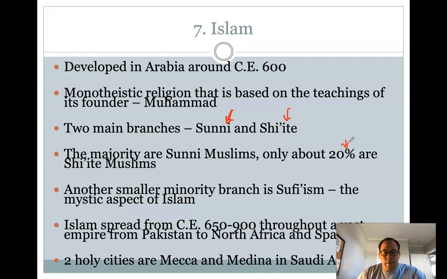Another small minority branch is Sufism. It's a more mystic aspect of Islam, which means there's more.